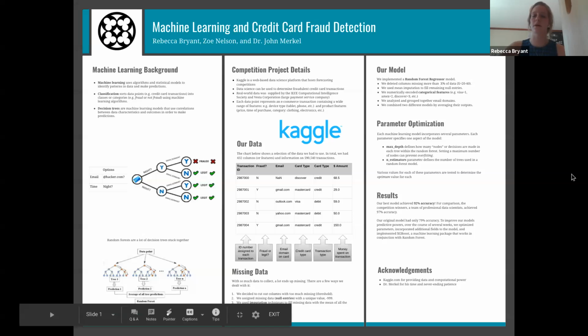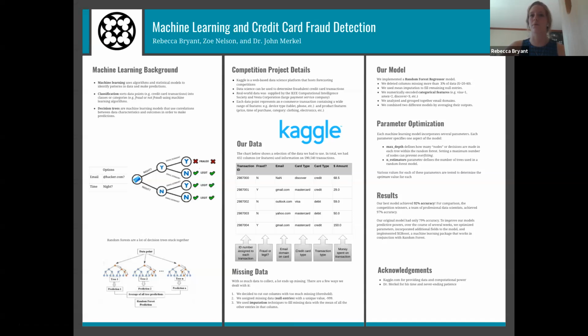All right, so my name's Rebecca, and Zoe and I did our project under Dr. Merkel in data analysis and machine learning. Machine learning is the implementation of computer algorithms on data to make future predictions. So with this machine learning, we came up with a model for credit card fraud, and the model that we went with was a random forest regressor.